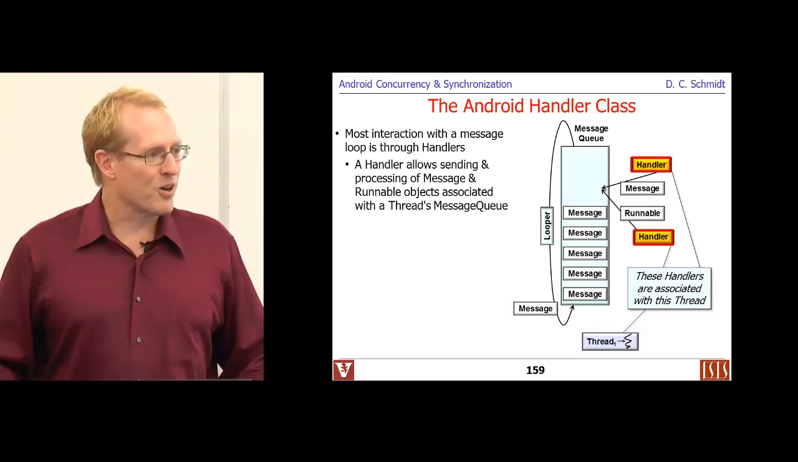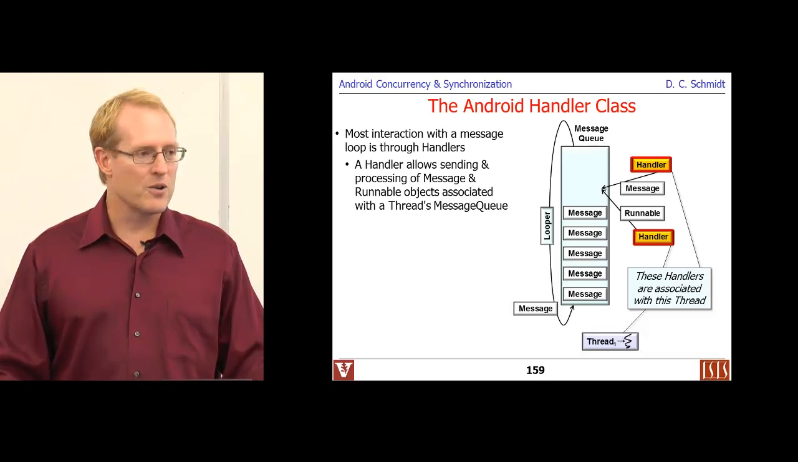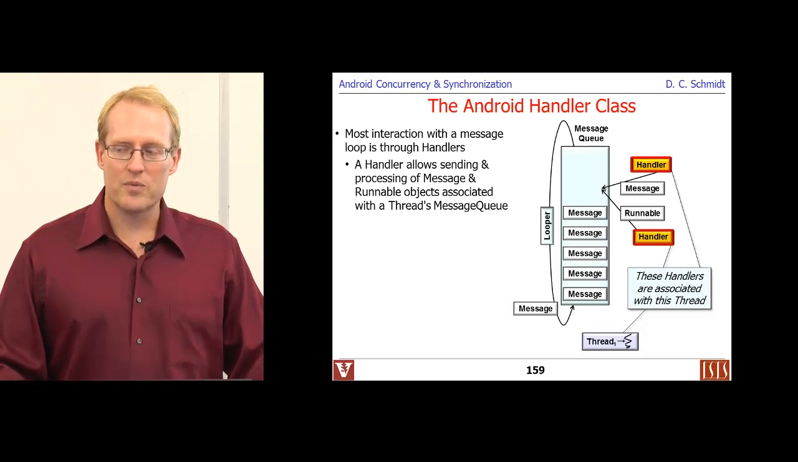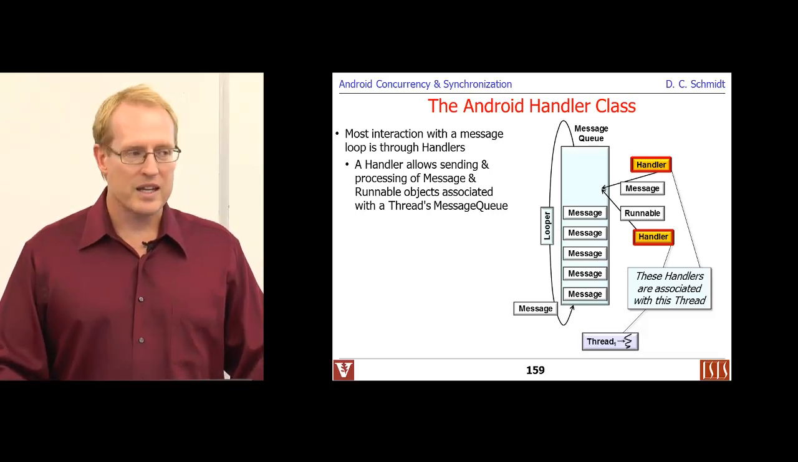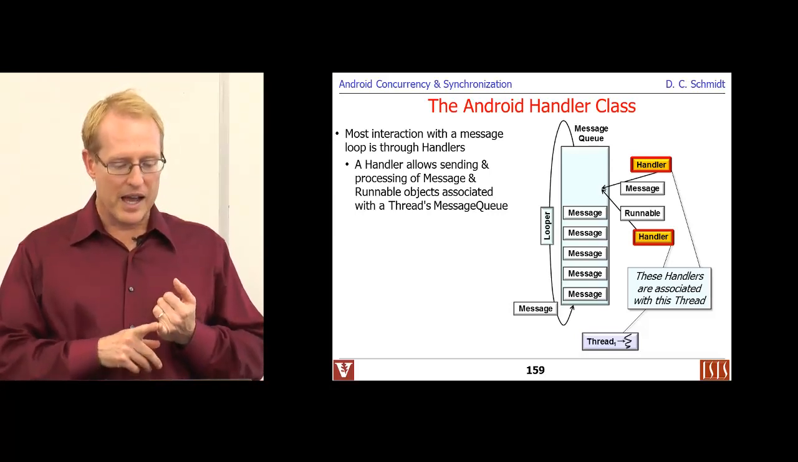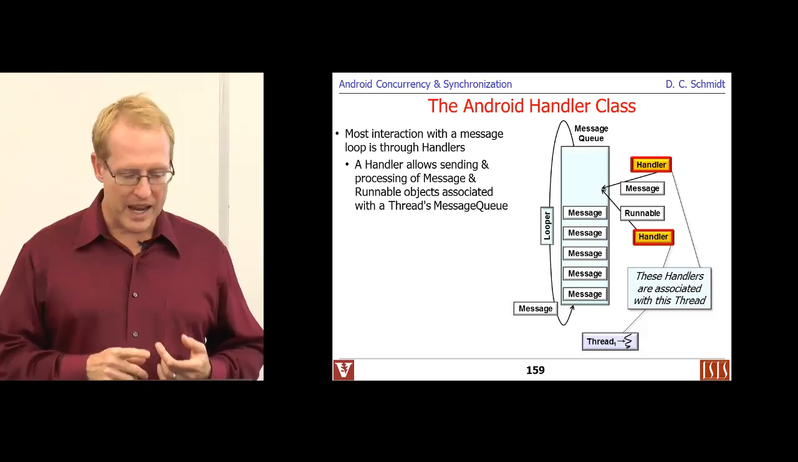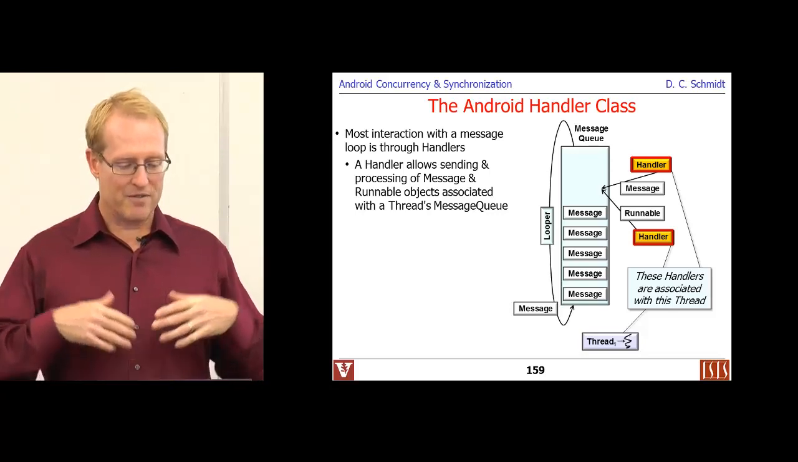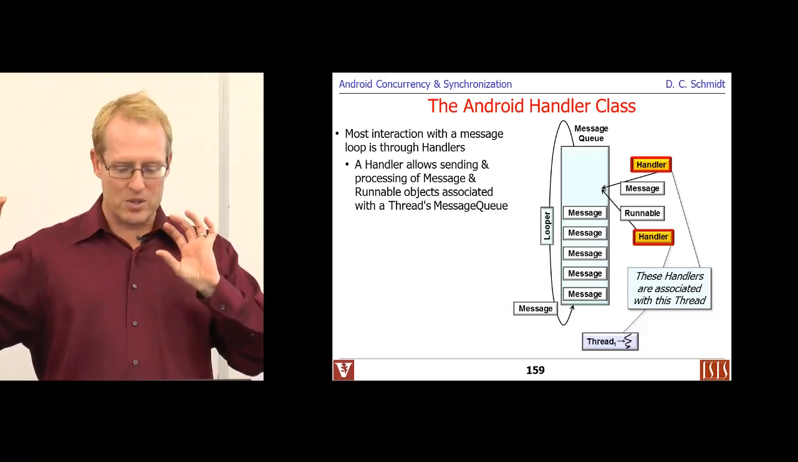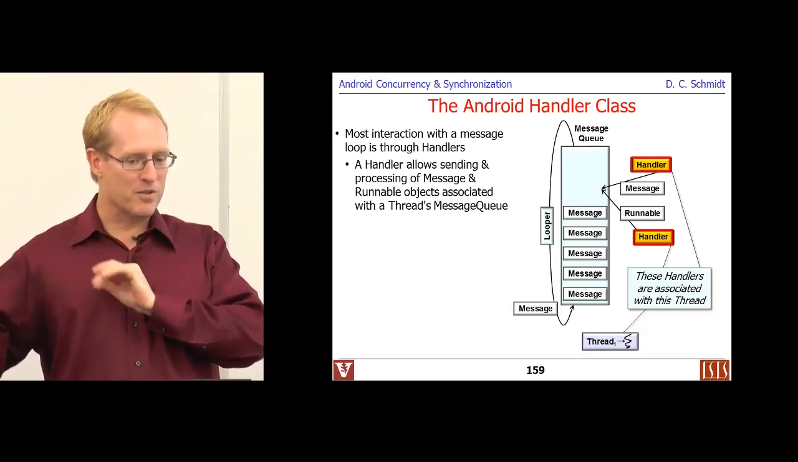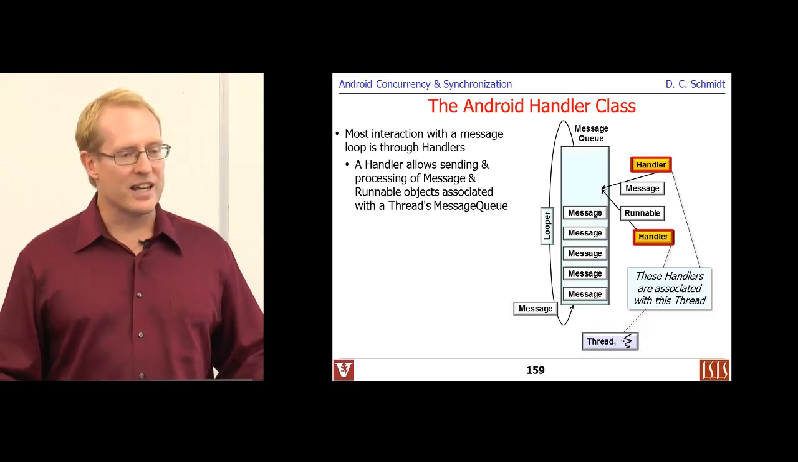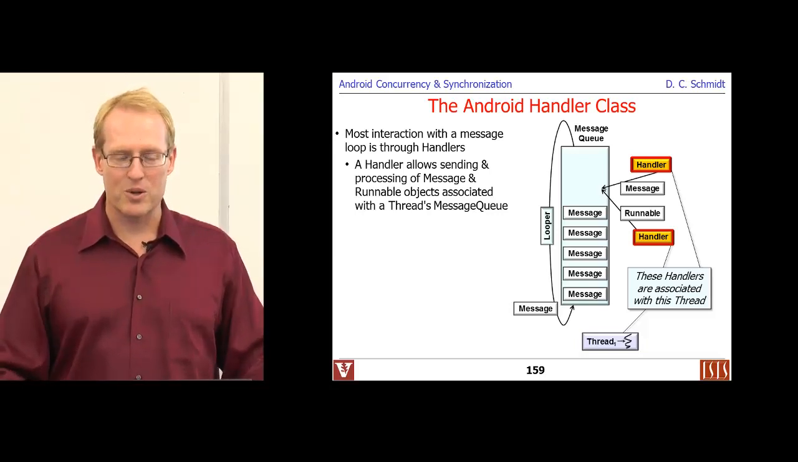A class that you are likely to run across, however, and you see it all throughout Android code, is the handler class. So most interactions to a message loop in Android are done through handlers. And a handler does a couple things. It allows you to send and process messages, and it allows you to send and process or post runnable objects. And you can create those things that may actually be running in a different thread of control, and you could have them run in some other thread of control. There's a bunch of subtleties and interesting things going on here. We'll talk more about this as we talk through handlers.